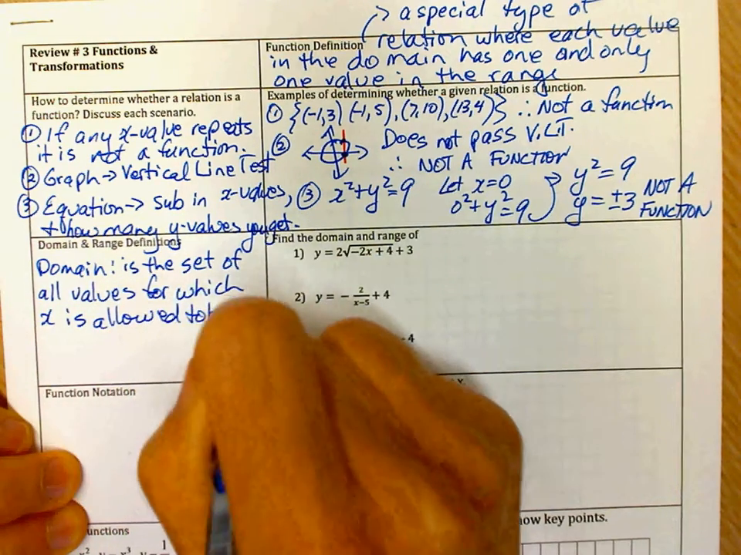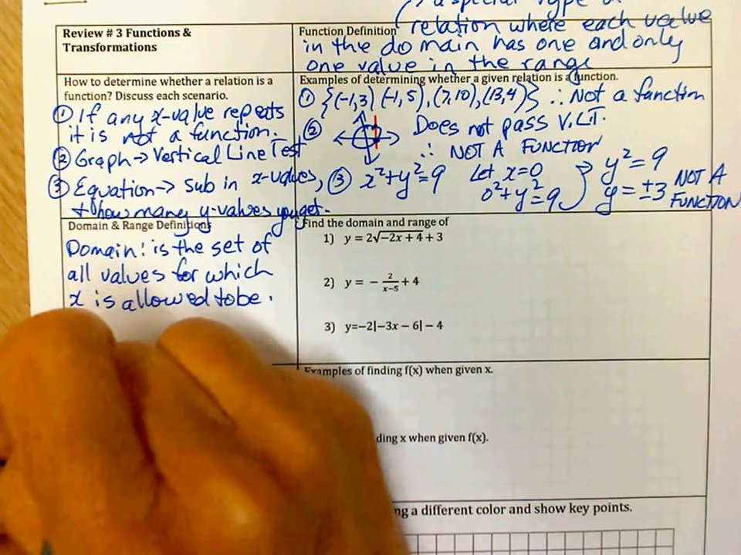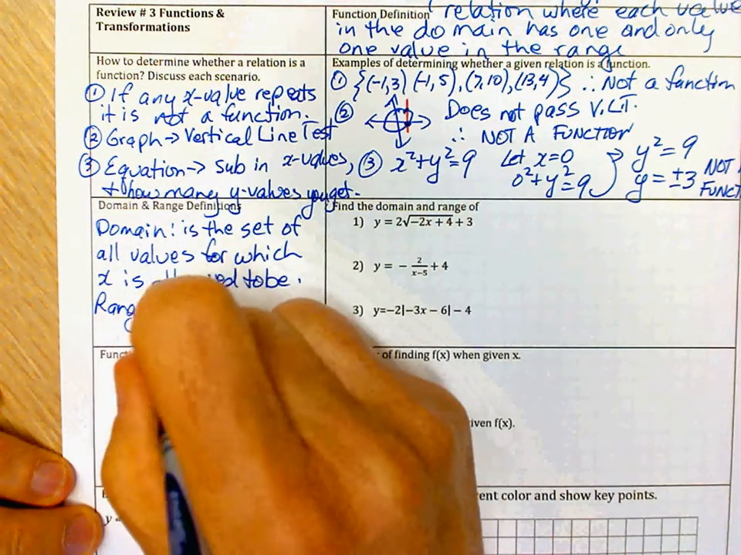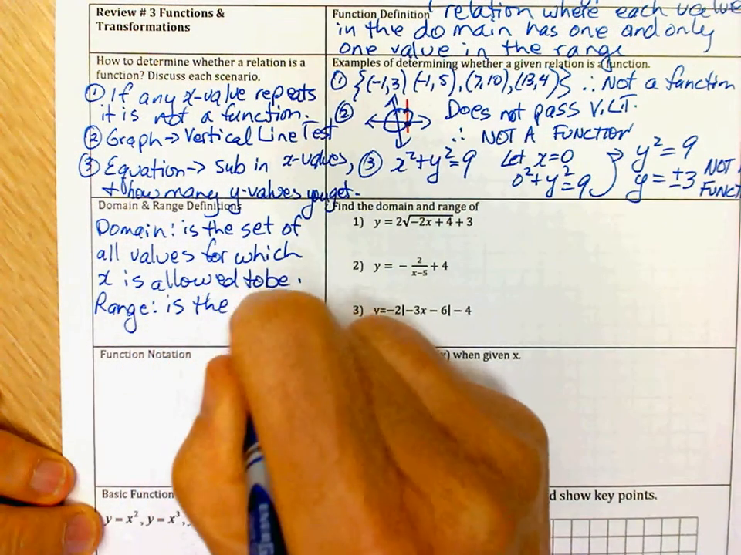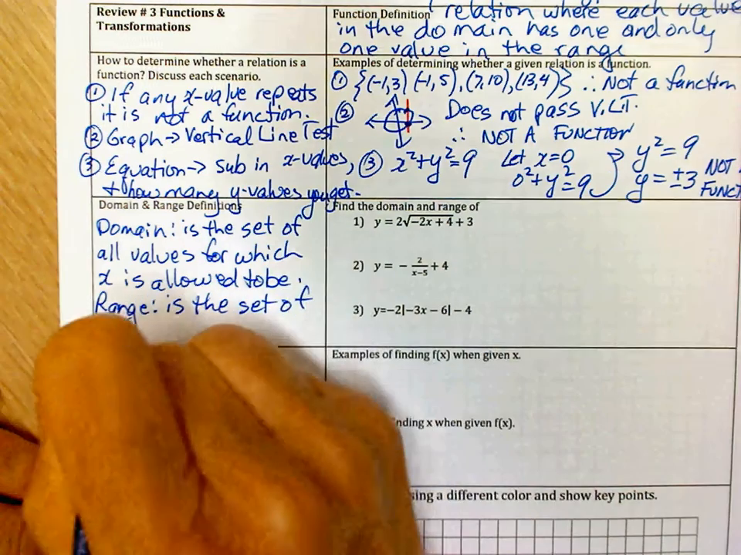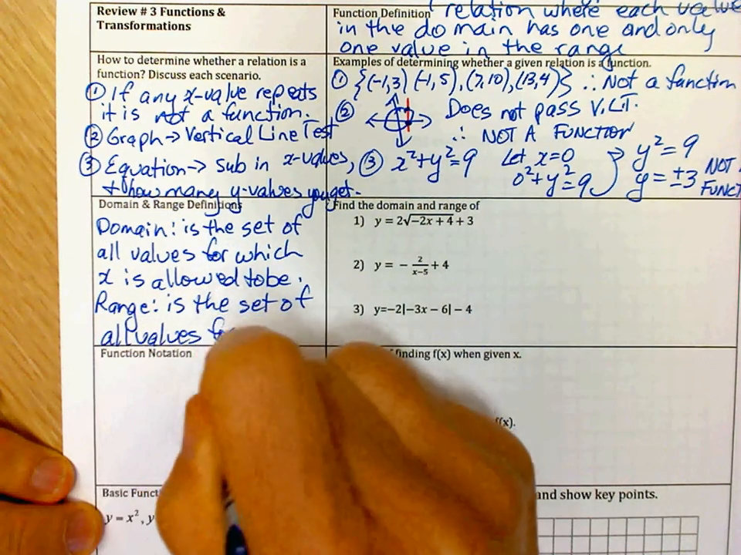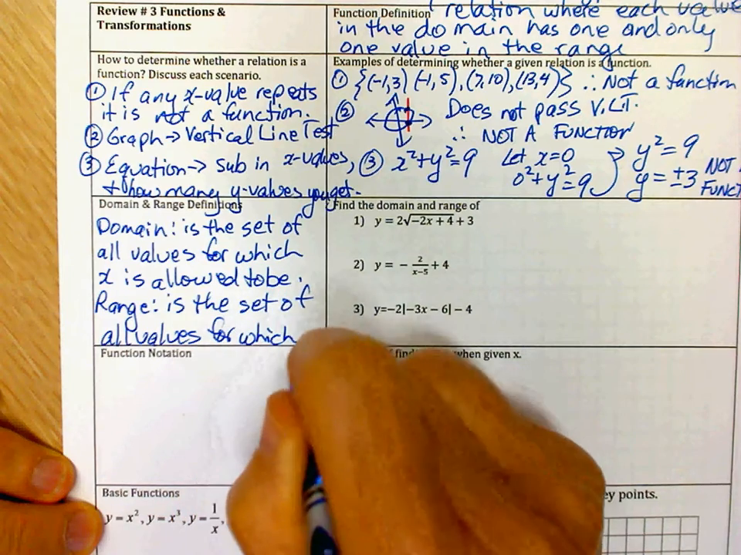Okay, and range is the set of all values for which y is allowed to be.